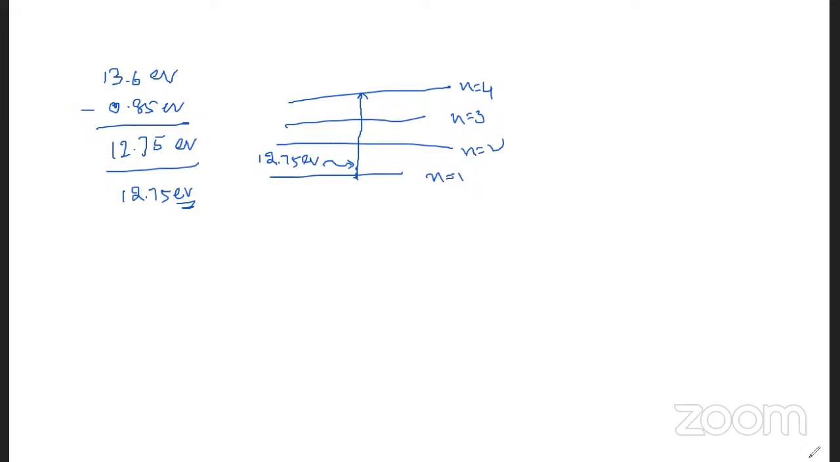Now we'll see the spectral series of the hydrogen atom. What is the spectral series of the hydrogen atom and how does it take place? We'll see here. Right. Spectral series of hydrogen atom. Okay.